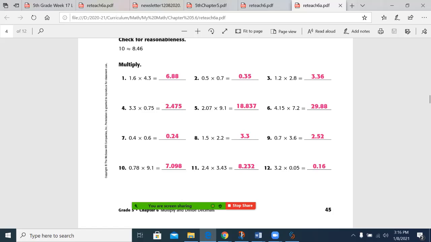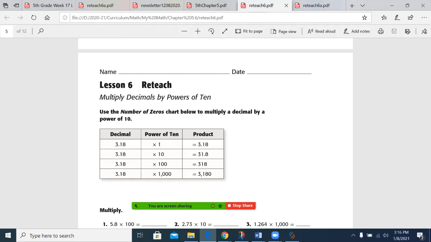Number 5, we have 1, 2, and 3 again. And number 6, 1, 2, 3. However, this is a truncated answer. It's 29.880. You can cut off the 0 at the end. Otherwise, it is simple 2-digit by 2-digit or 3-digit by 2-digit multiplication. So let's look at today's lesson.